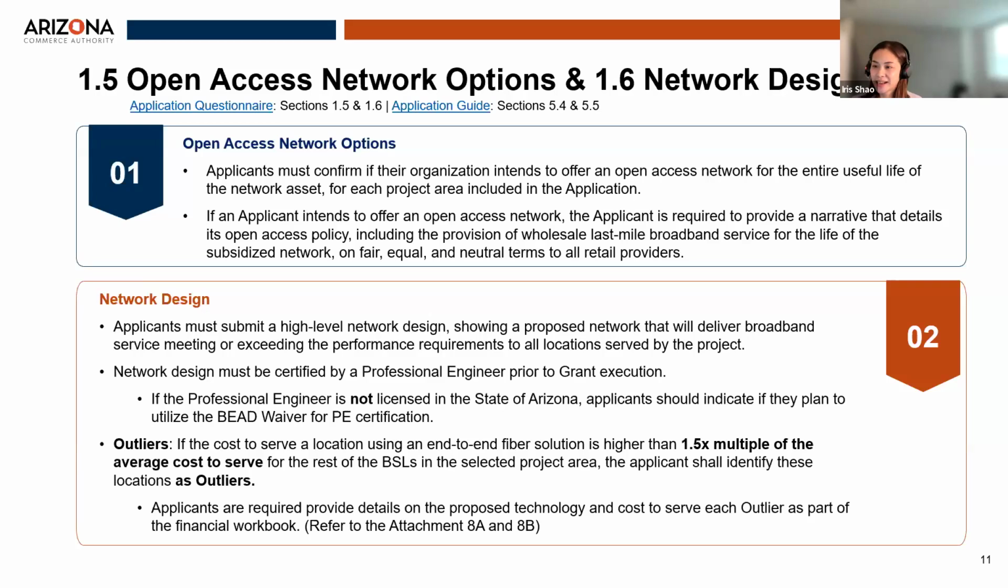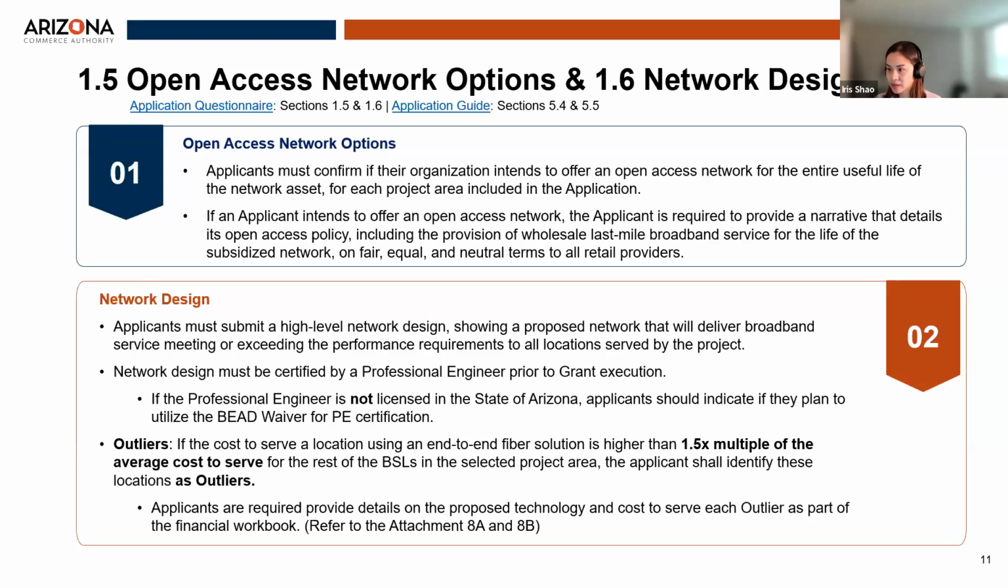All right. For section 1.5, open access network options, this is where we'll ask you to confirm if your organization intends to offer an open access network. And if you do, we'll ask you to provide a narrative about your open access policy. And there are more details and requirements that you can find in our application guide.